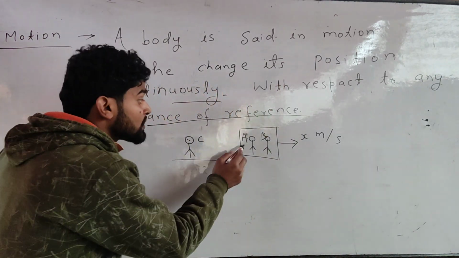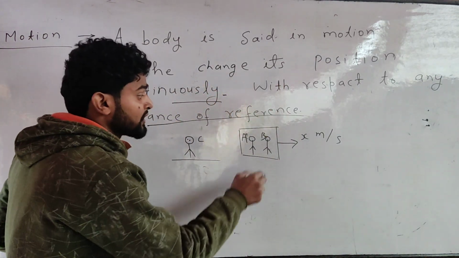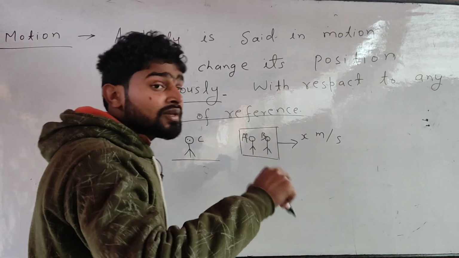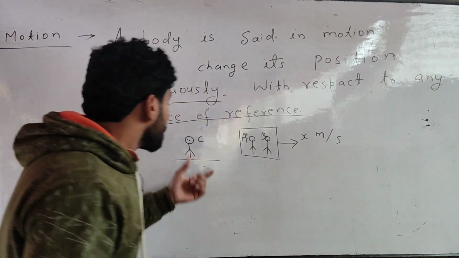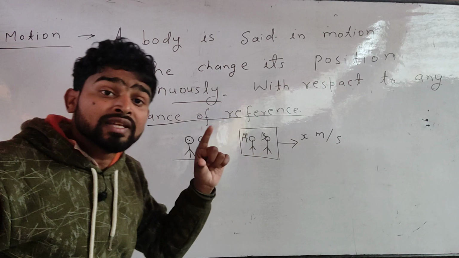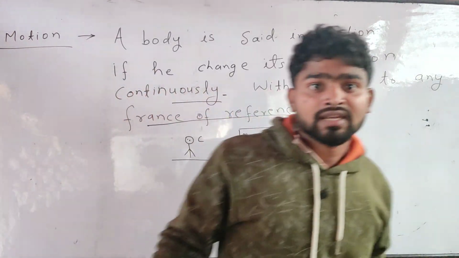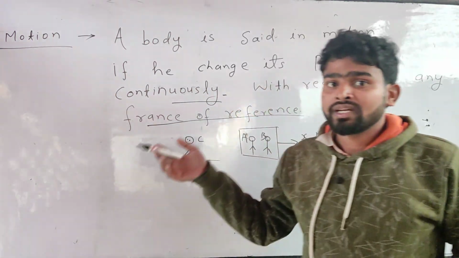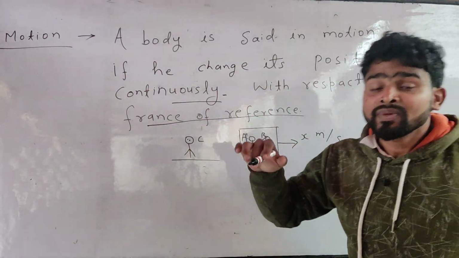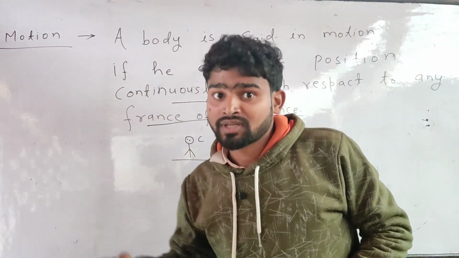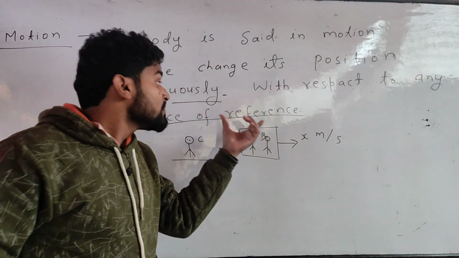When A looks according to his frame with respect to B, then B is at rest. But when C looks at B, then B is in motion. It means if the frame of reference changes, the state of the body can change. Either it may be at rest or in motion. So frame of reference is very important.